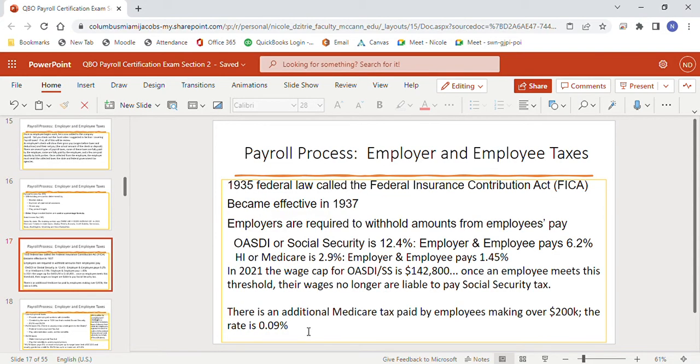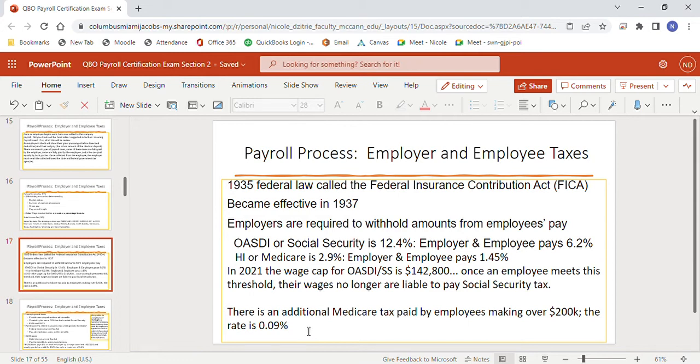In 1935, there was a federal law called the Federal Insurance Contribution Act, or we call it FICA, the FICA taxes. And there's 2 under that. There's OASDI, or we just normally call it Social Security. And OASDI stands for Old Age Survivors Disability Insurance. And the other one is HI, or Medicare. And so the Social Security is 12.4%, whereas the employer pays 6.2% and the employee pays 6.2%. And then with the Medicare, it's 2.9%, where the employer pays 1.45% and the employee pays 1.45%.